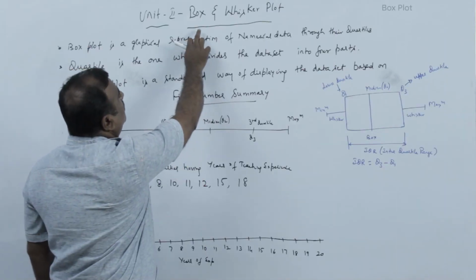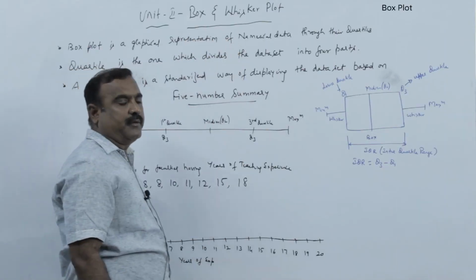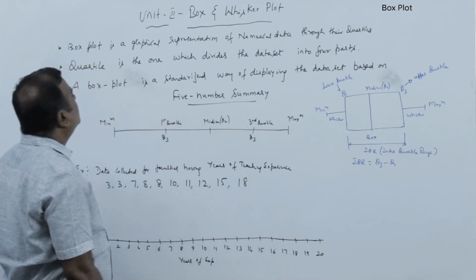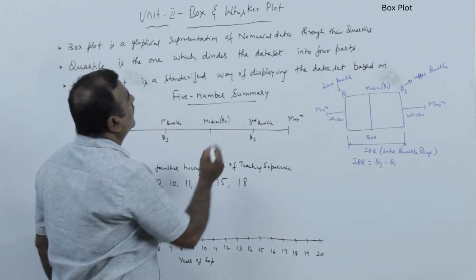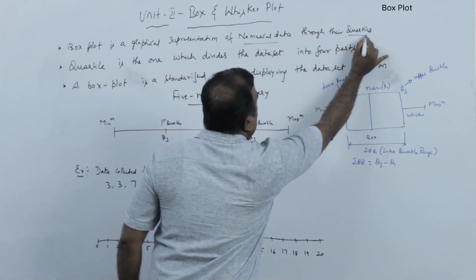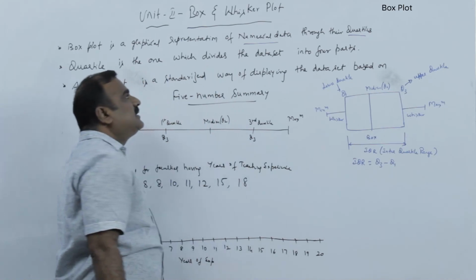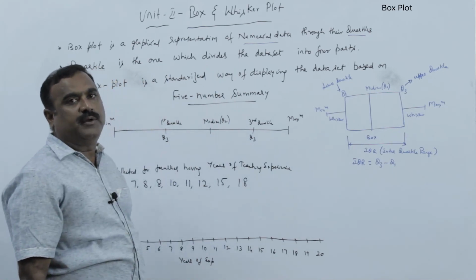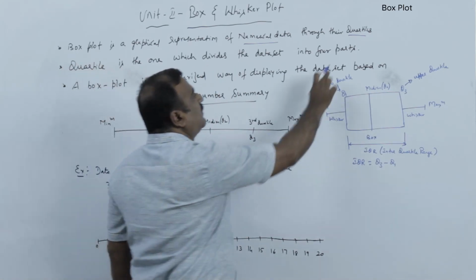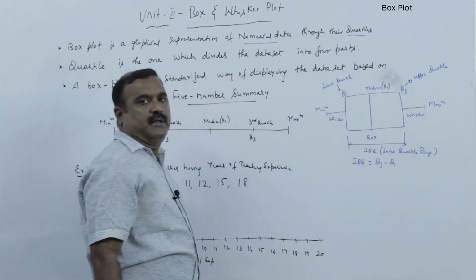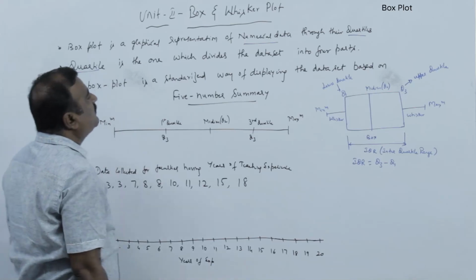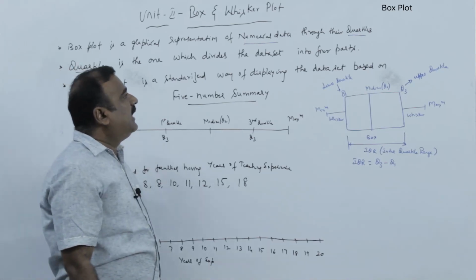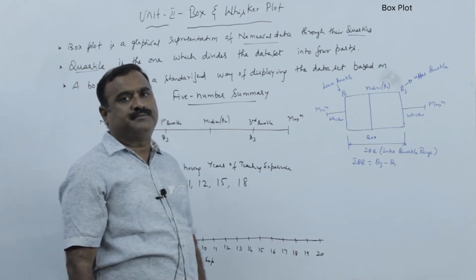We will now see the box and whisker plot. A box plot or whisker plot is a graphical representation of numerical data through their quartiles. So it is used to represent the numerical data through their quartiles. Now, what are quartiles? A quartile is the one which divides the data set into 4 parts.